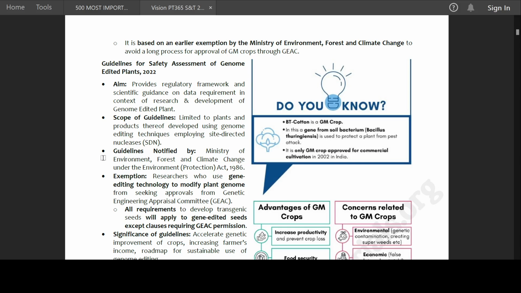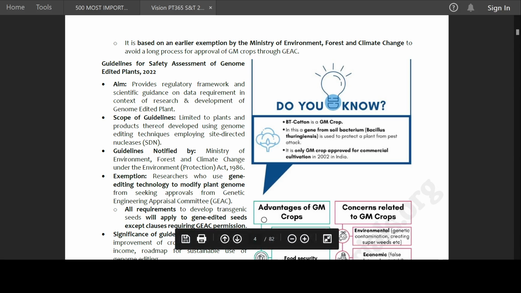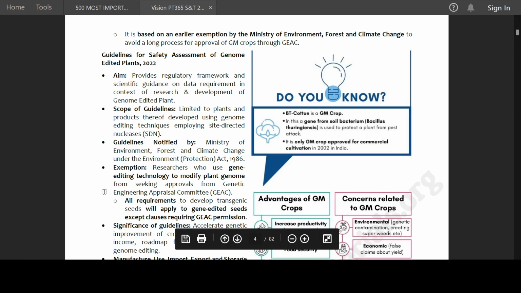The guidelines were notified by MOEFCC under the Act of 1986. Exemption: researchers who use gene editing technology to modify plant genome are exempt from seeking approvals from the Genetic Engineering Appraisal Committee. All requirements to develop transgenic seeds will apply to gene edited seeds except clauses requiring GEAC permission.